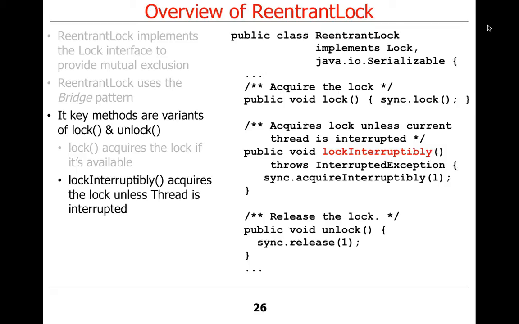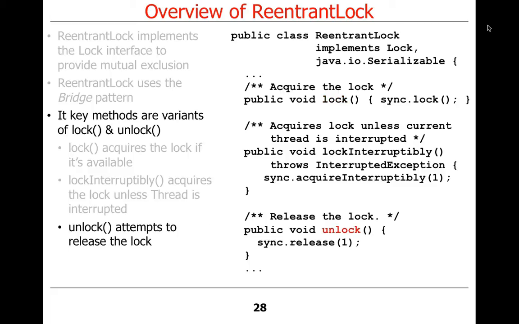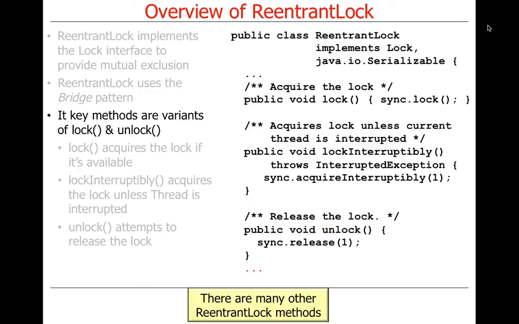Bottom line is that lockInterruptibly acquires a lock unless the thread is interrupted. In contrast, lock is not interruptible. So lock will not be interrupted. It'll just wait in perpetuity, which is sometimes good, sometimes bad, right? Unlock attempts to release the lock. Now, what does it mean to attempt to release a lock? Well, it may be the case that you don't actually own the lock, and you're trying to release a lock you don't own. So if you try to release a lock, and either the lock is not held or you're not the owner of the lock, then it's going to bail out and throw an exception. And it throws the IllegalMonitorStateException or something like that.